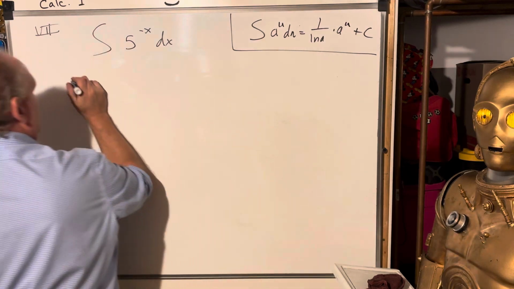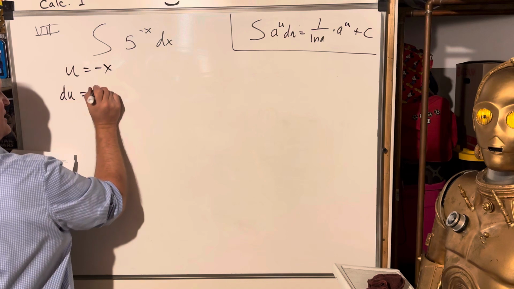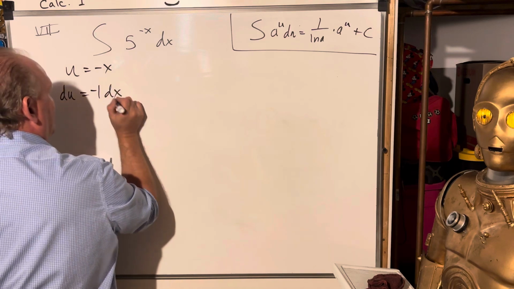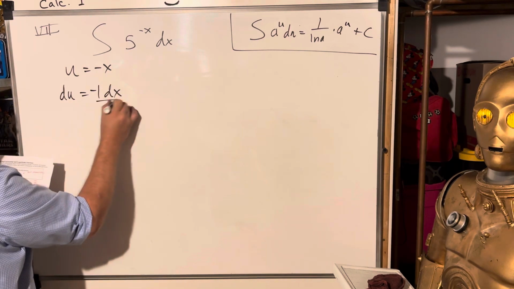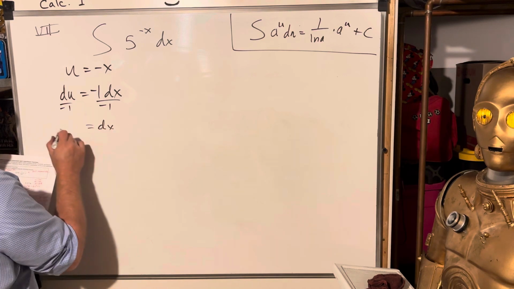Okay. So we're going to say u is equal to negative x, and then du is equal to negative 1 dx. Dang it. We got to divide out the negative 1. So you got dx is equal to negative du.